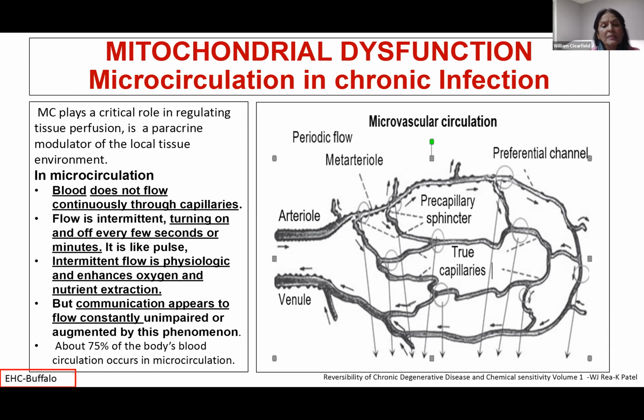There are certain facts of the microcirculation which are not commonly known, like blood does not flow continuously through the capillaries in this microcirculation. Flow is intermittent. It is turning on and off every few seconds and minutes, like a pulse. Intermittent flow is physiologic and it enhances oxygen and nutrient extraction. The communication appears to flow constantly, unimpaired or augmented by this phenomenon.